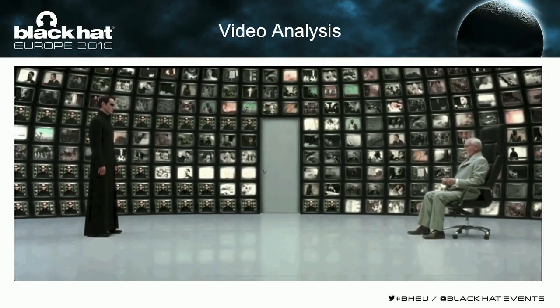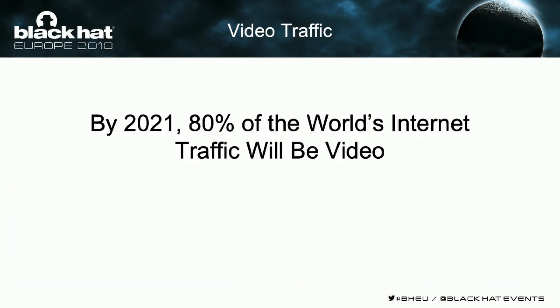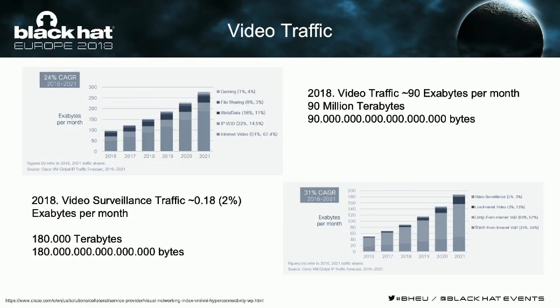So today we are trying to show you the capability of video analysis. This is because by 2021, 80% of the world's internet traffic will be video, okay? This is a forecast, and for this year, the forecast is that 90 million terabytes per month will be video on the internet, and only 2% of this video is from surveillance cameras. These data are from Cisco.